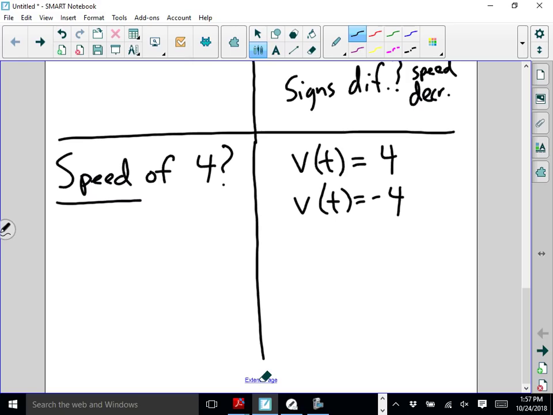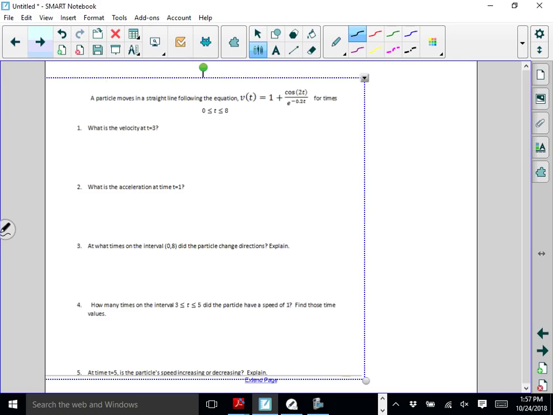I've got them copied right here. So here's what we have. A particle moves in a straight line following the equation v of t equals 1 plus cosine of 2t over e to the negative 0.2t for times 0 to 8. First thing that we need to know, this is calculator active.